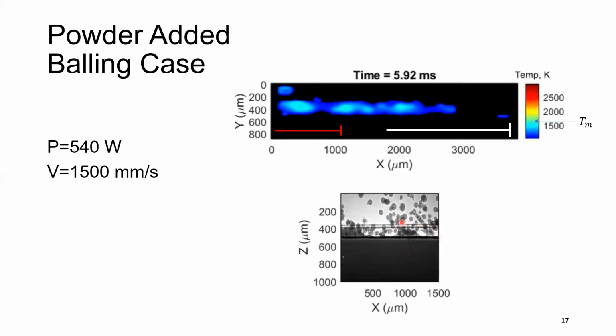As you can see, you can kind of see the formation of balled up regions. However, the powder flying around everywhere makes it a little hard to see things. But it's good to note that we can see balling in both the powderless and the powder added cases.